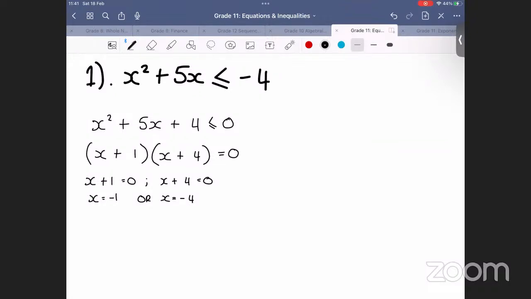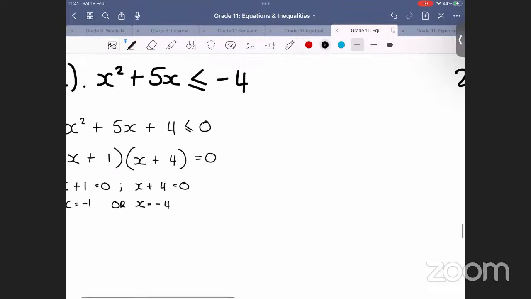So you change it to 0. Do you not write down critical values? No, you don't have to write critical values before you change it to 0. Now you've identified your critical values, and you can put them on a number line.